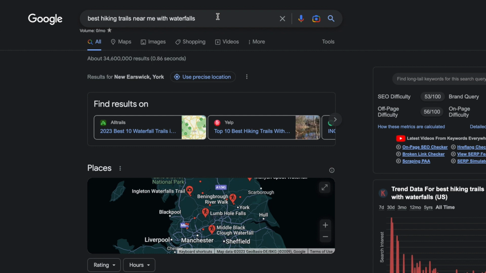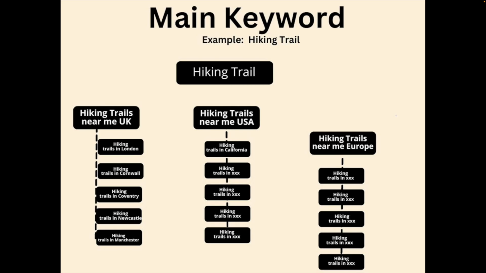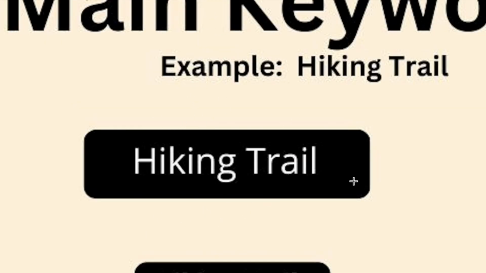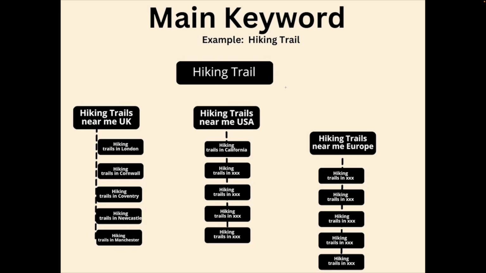So this first slide shows you the very basic functionality of a silo structure. You can see here the main term, hiking trail, would be your number 1 pillar piece of content. That would be a full, complete guide about hiking trails, what equipment you might need, who they're suitable for, etc. That would be your long form pillar content.